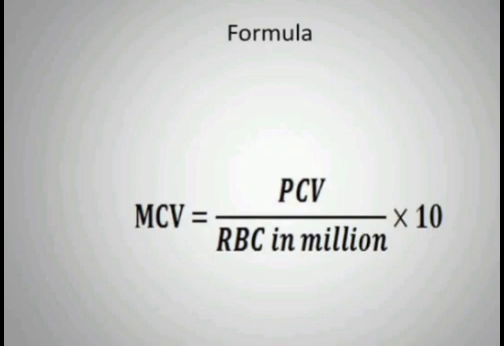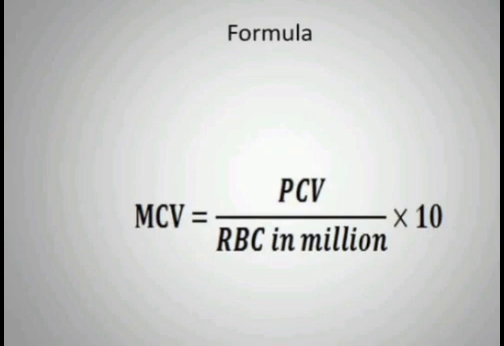Question number 1. If Mr. Paul has a PCV of 46%, and his red cell count is 5 million, find the mean corpuscular volume of Paul. Who has finished? PCV is 46 and red cell count is 5 million.